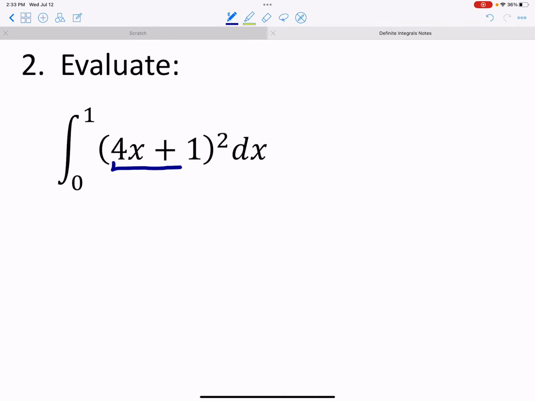Now this is not x squared, but 4x plus 1 squared, so if this is u, then out here we need to have du, which should be the derivative of 4x plus 1, it should be 4. So since we need a 4 here, I'm just going to put it in, which means I have to also divide by 4. That way we're not changing the value of our function, and now we can apply our power rule to get our indefinite integral.